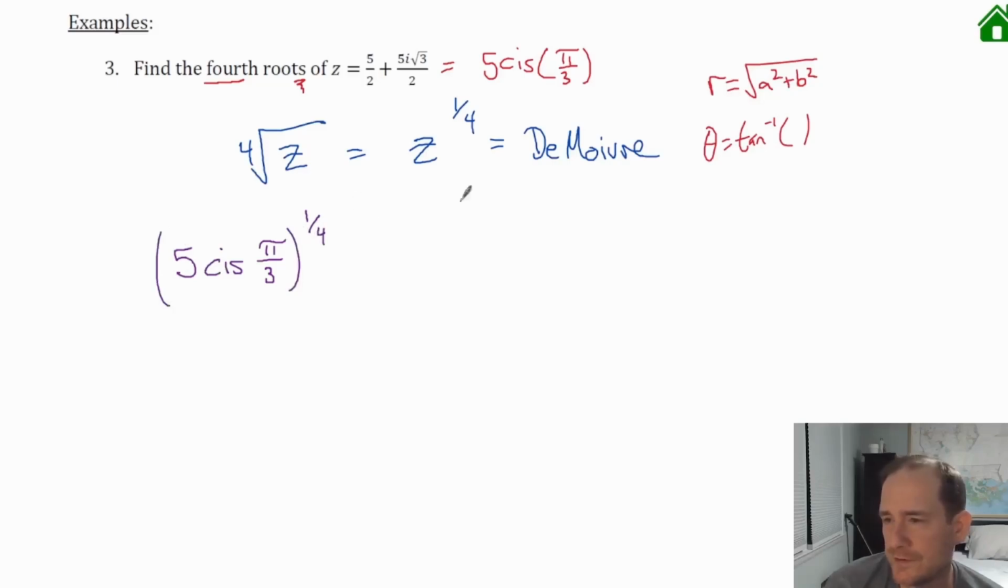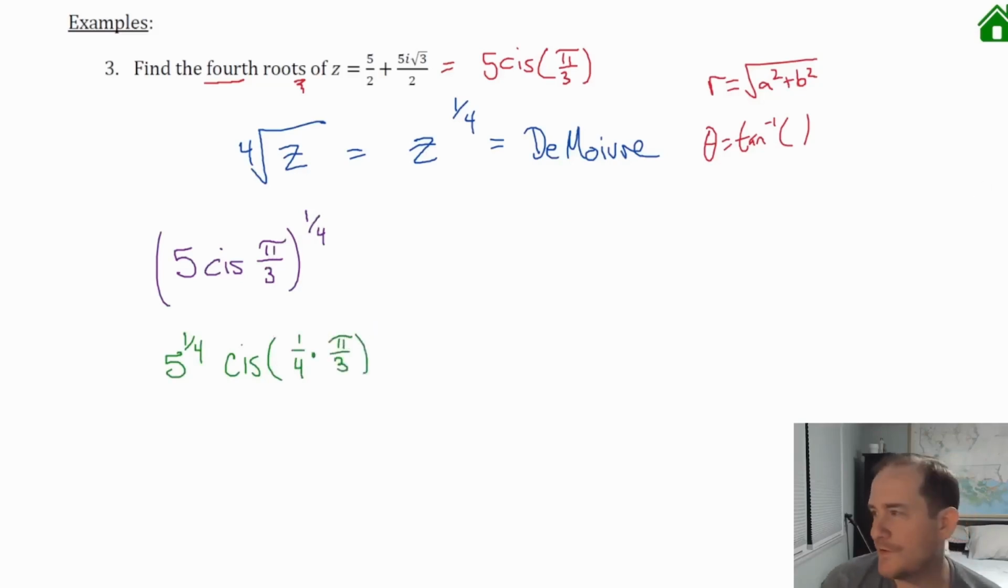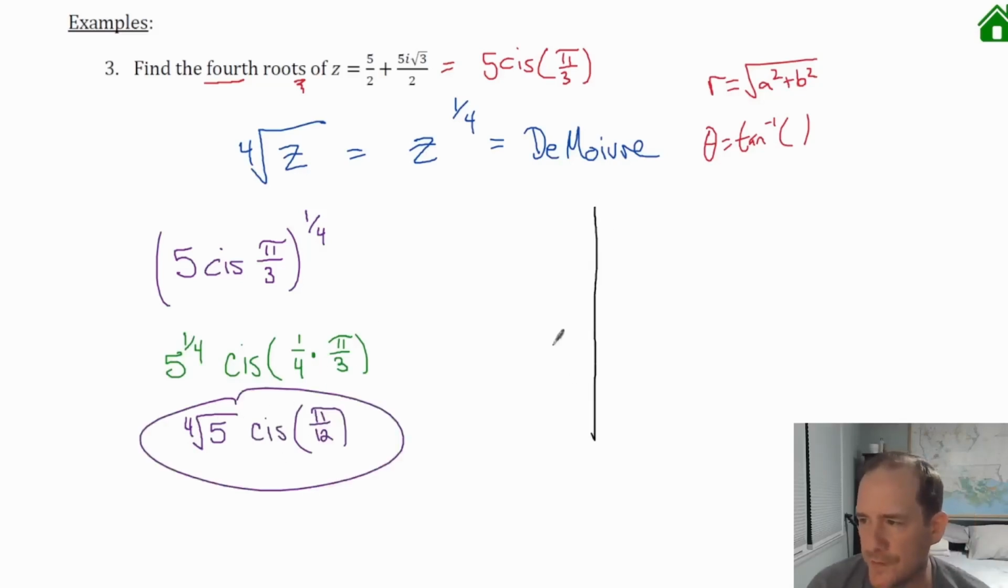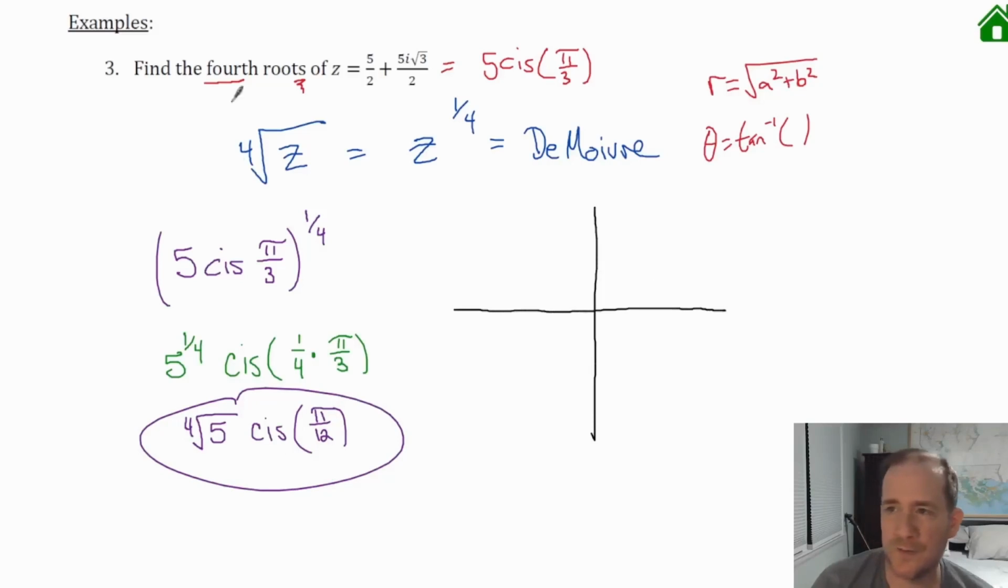And doesn't de Moivre's theorem say, just take the radius and raise it to that power? So 5 to the 1/4. And then it says take the angle and multiply by that power. So you're just going to do 5 to the 1/4 cis 1/4 of pi over 3. 5 to the 1/4 is just 4th root of 5, which can't really be simplified, so we end up with that radical expression. Then you get cis pi over 12. So we did it. We found our first answer.